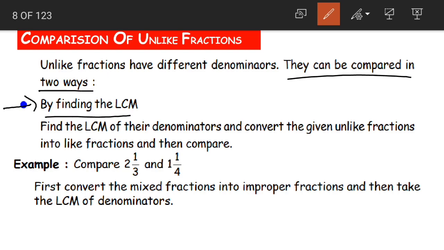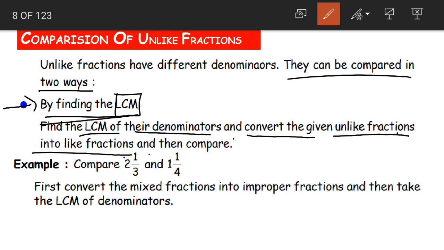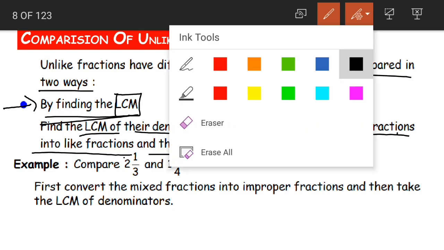The first one is by finding the LCM. What is the first way, children? To find out the LCM. Now again, what is LCM? LCM is the least common multiple, right? We need to find out the least common multiple of the denominators and then convert the given unlike fractions into like fractions and then compare.